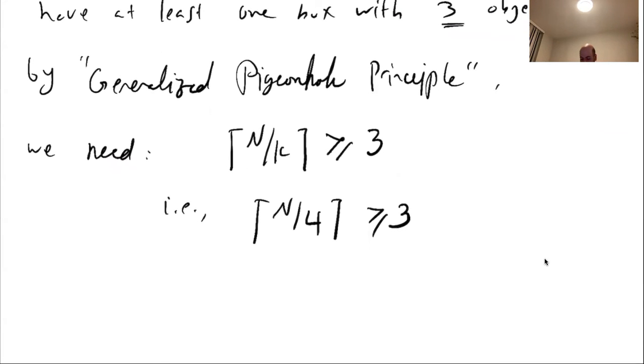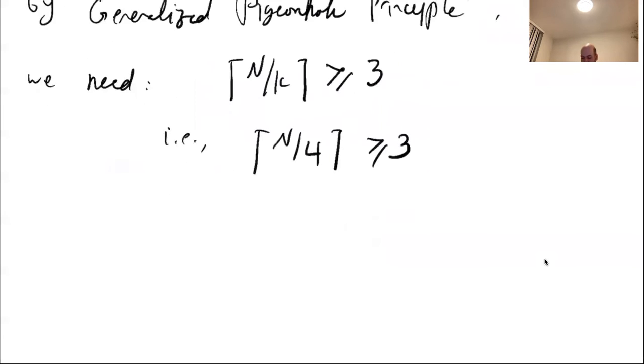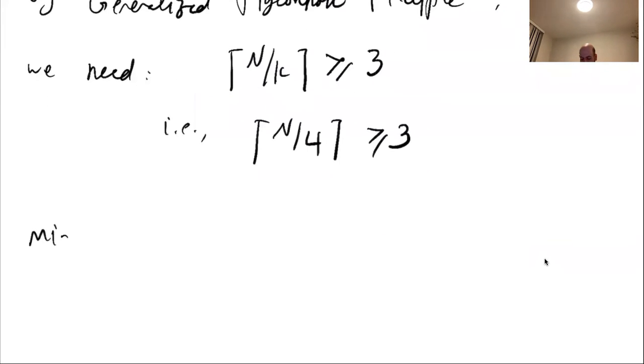So that will happen if n is how much? For 8 over 4 is 2. The ceiling is not bigger than or equal to 3. But one bigger than 8, 9: 9 over 4, the ceiling will be the ceiling of 2 point something, which is 3. So the minimum n satisfying the above inequality is n equals 9.